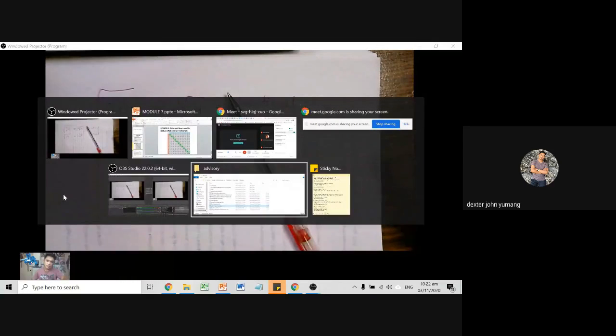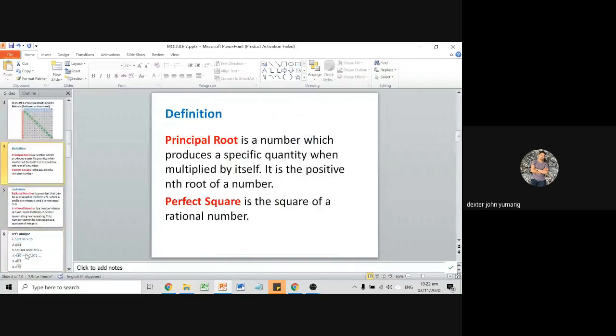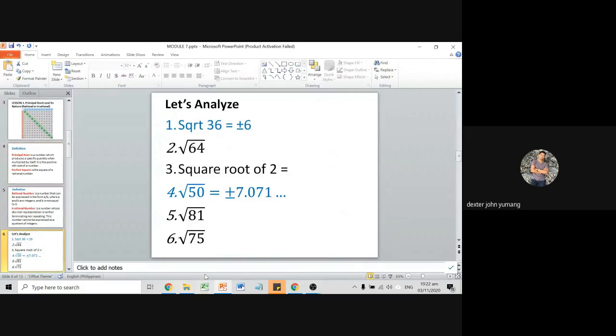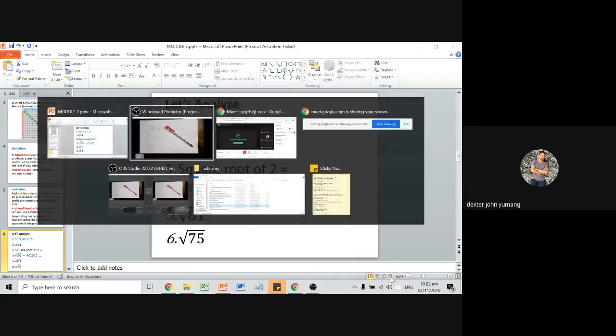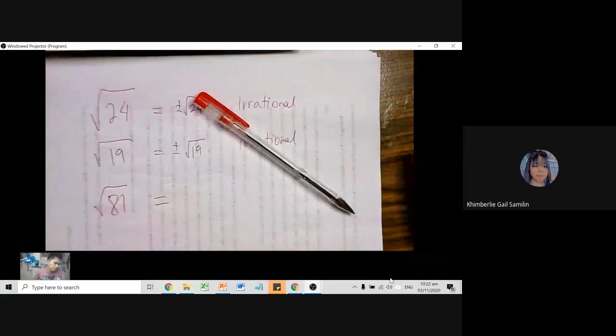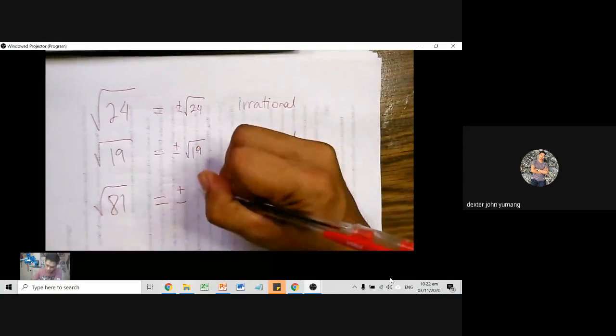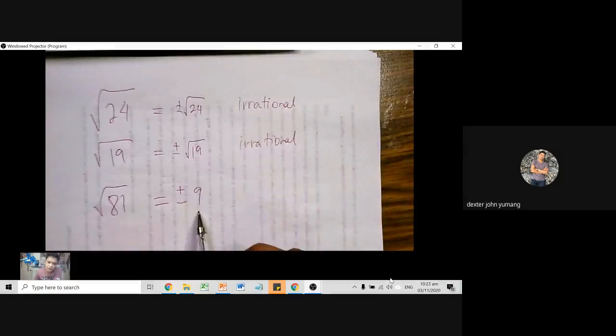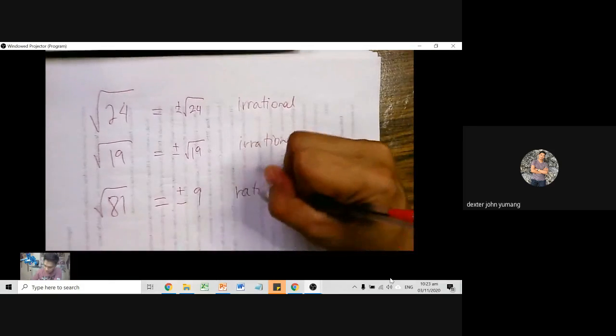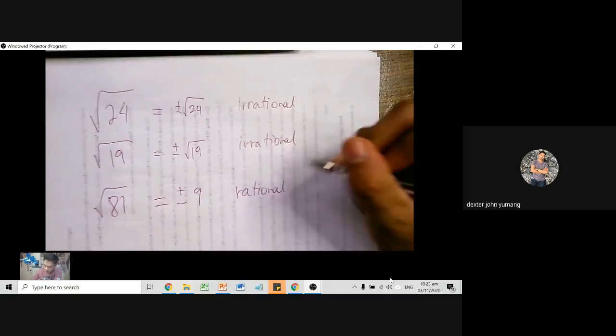Sample number 5. Square root of 81. What do you think is the answer for square root of 81? 9, sir. 9. Of course, 9. But do not forget the plus minus 9. Ibig sabihin ng plus minus 9, meron siyang positive, meron din siyang negative na number. And that is a rational number. Next.